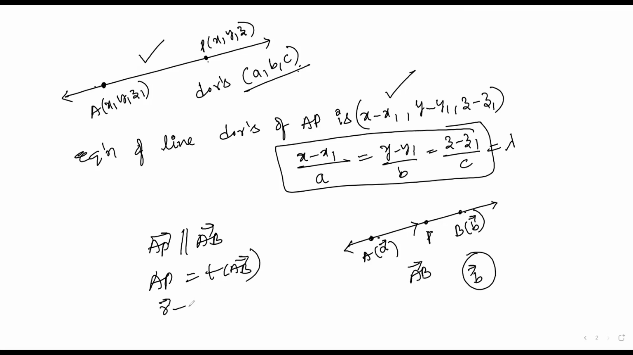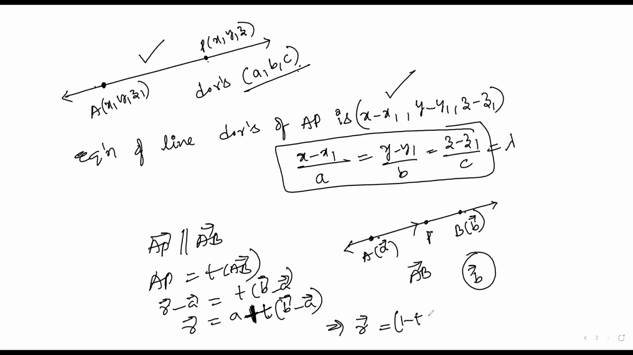AP is OP minus OA equal to t times b bar minus a bar, which is nothing but r bar equal to a bar plus t b bar. Instead of b bar, it is AB bar, which is b bar minus a bar. Yes or no? If you want, you can write like this. You can also write it as (1 minus t) a bar plus t b bar. But anyway, you understand it's passing through 2 points.